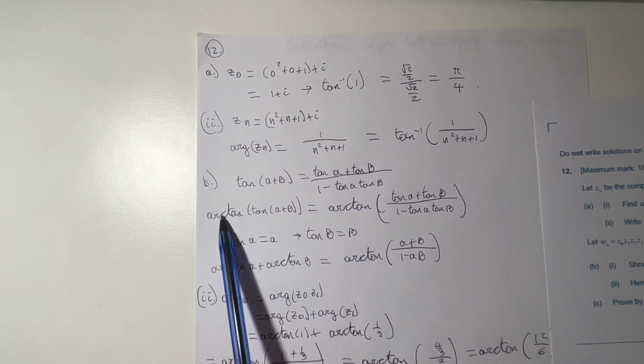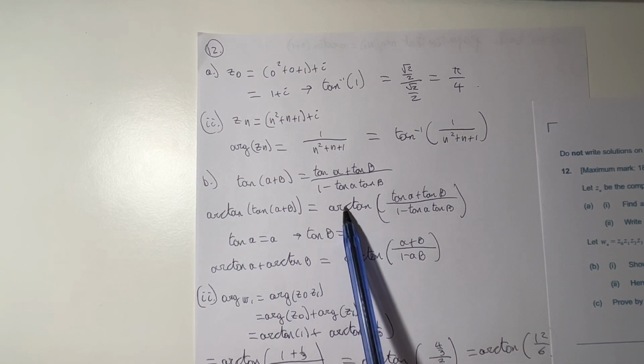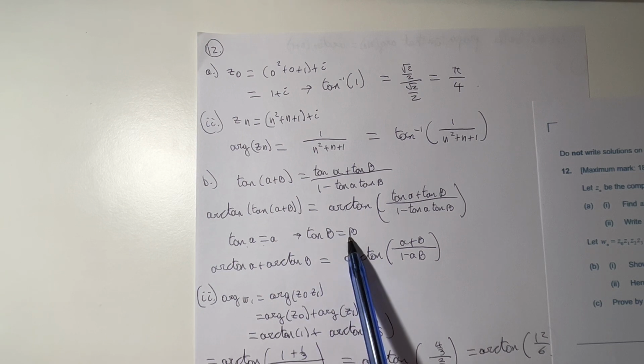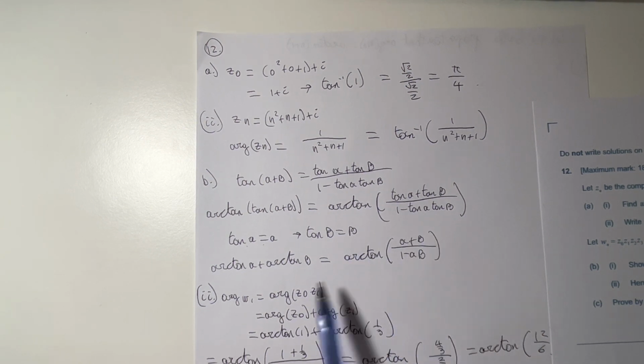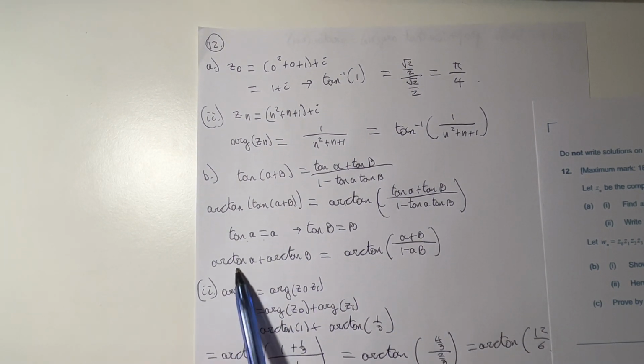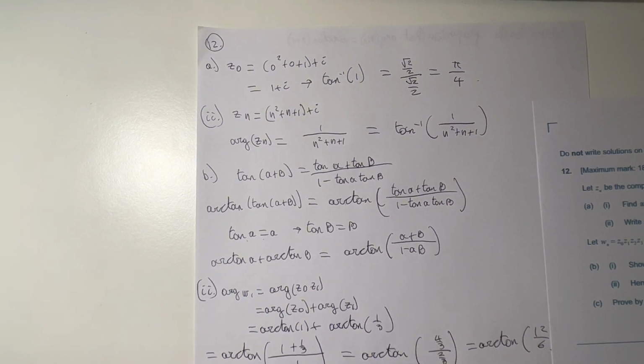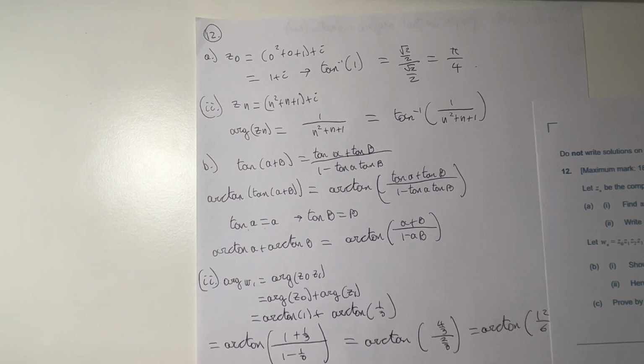What I did then is I took arctan of both sides. And from this I can simply say that tan A is equal to A and tan B is equal to B. Simplifying this, I will eventually get arctan A plus arctan B is equal to arctan of (A plus B) over (1 minus AB).